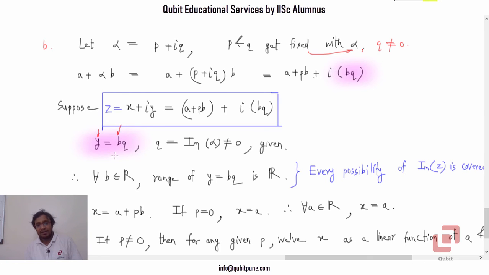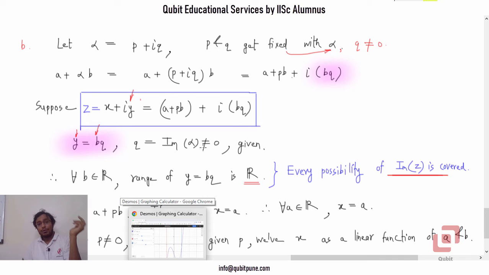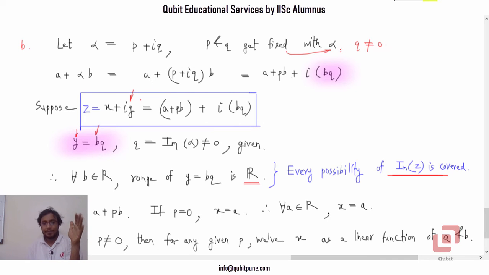So this is basically a linear function. y equal to b into q, q is fixed, so as we change b, y will automatically change, and because the range of any linear function is the set of real numbers, we have now covered every possibility of the imaginary part of z, because the imaginary part of z is y. So what we have now proved is that at least in this case we have covered the possibility of purely imaginary numbers and 0.